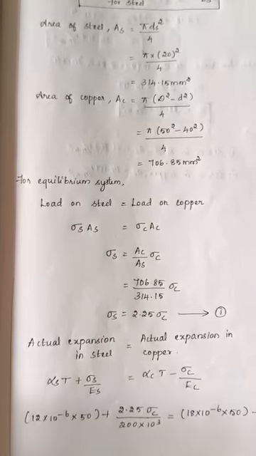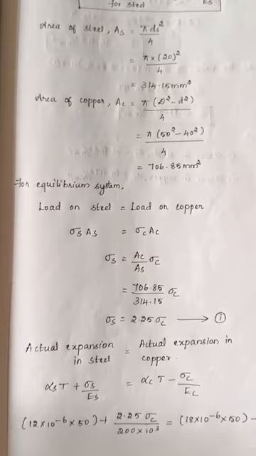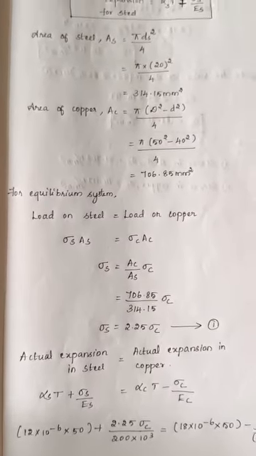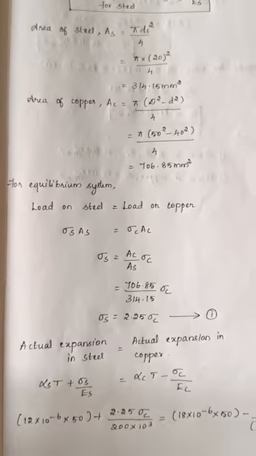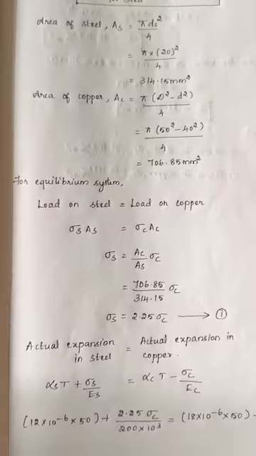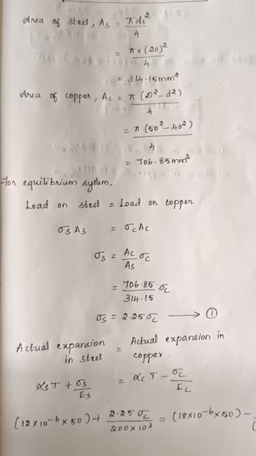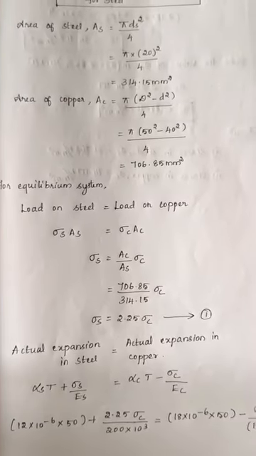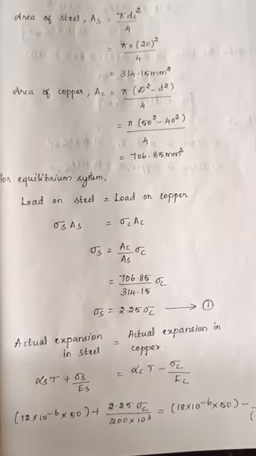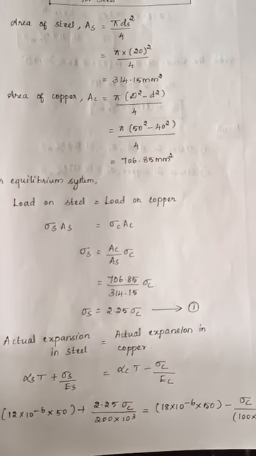We all know stress means load by area. Here, the load value is not given. Instead, Young's modulus, coefficient of linear expansion, diameter and temperature values are given. Therefore, we have to use the formula for axial expansion. We all know the formula for axial expansion is alpha T plus or minus sigma by E. In the question they give alpha, T and E. From that we have to find out the stress value sigma.